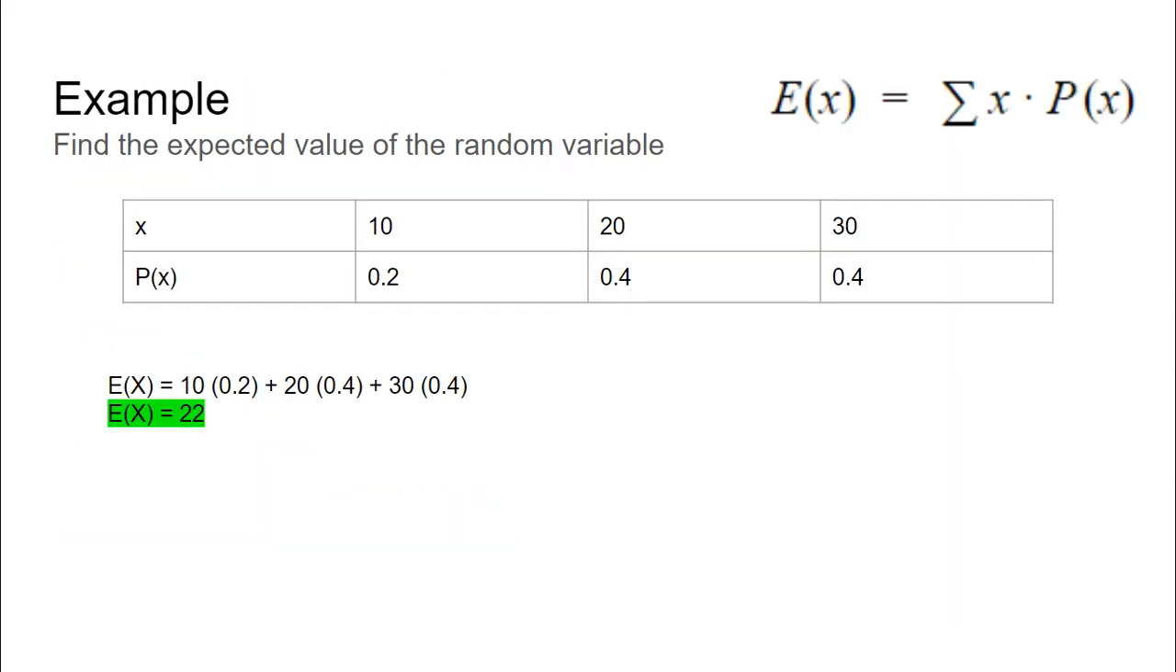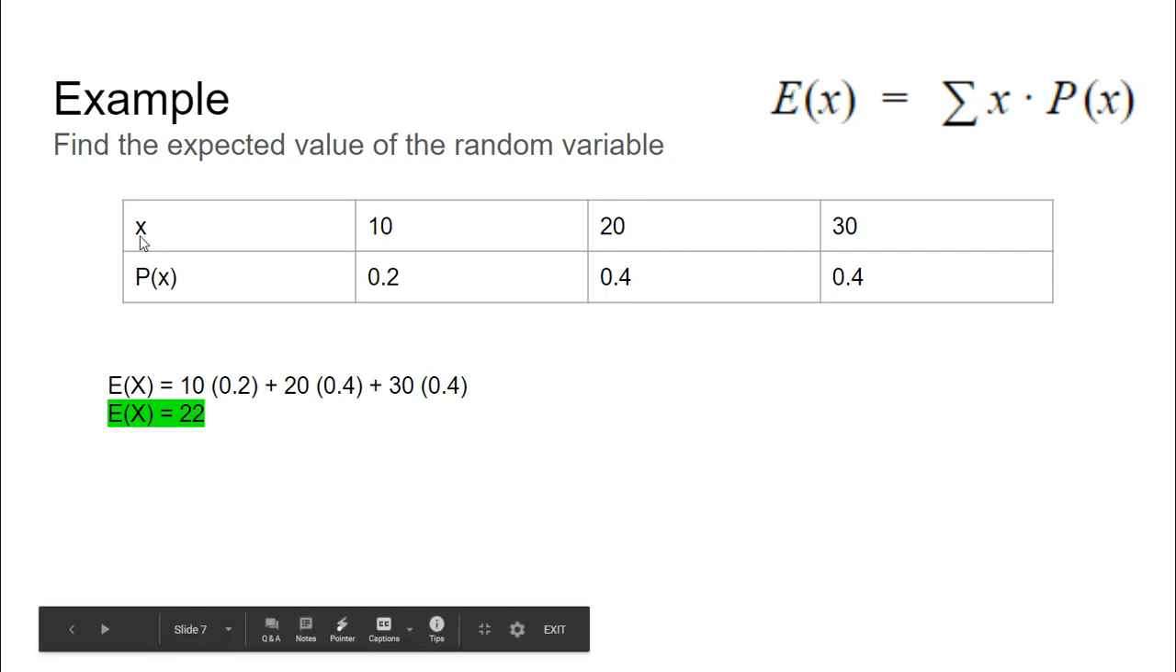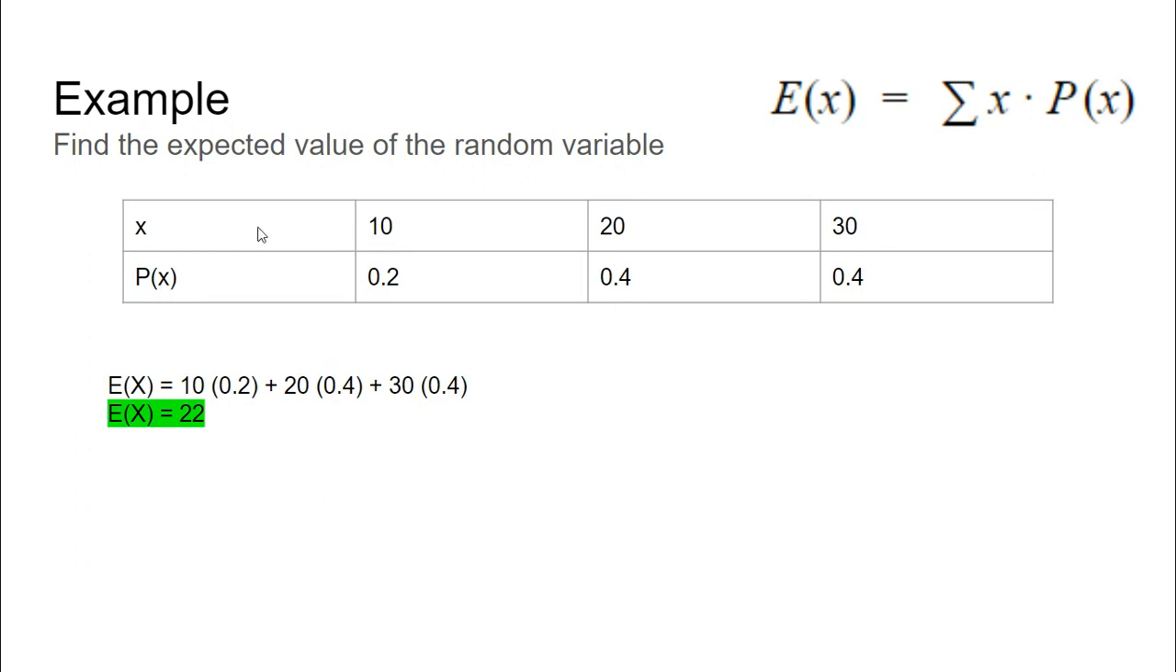Okay, this is another example. I'm sorry that there wasn't any animation on this. If you have another chart like this, we have our amounts, which are our little x's, and then we have our probabilities, which are our P(x). For example, 10, 20, and 30 are the amounts, and then we have the three probabilities here, and we just multiply them up. 10 times 0.2 because they match, 20 times 0.4 because they match, 30 times 0.4 because they match, and then our expected value is 22.